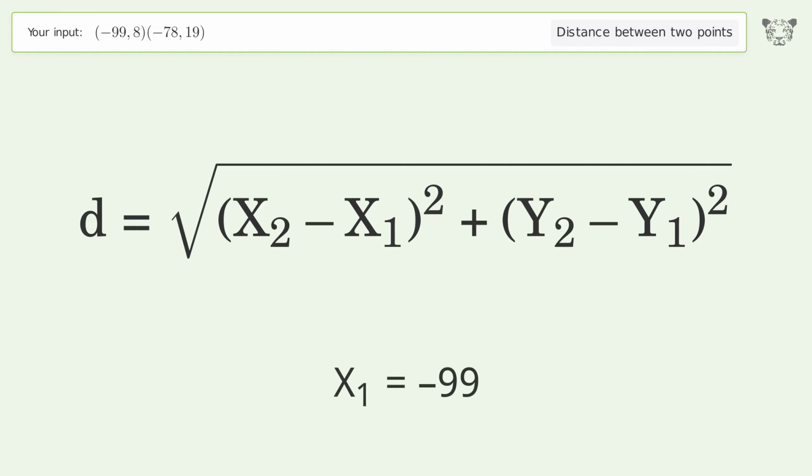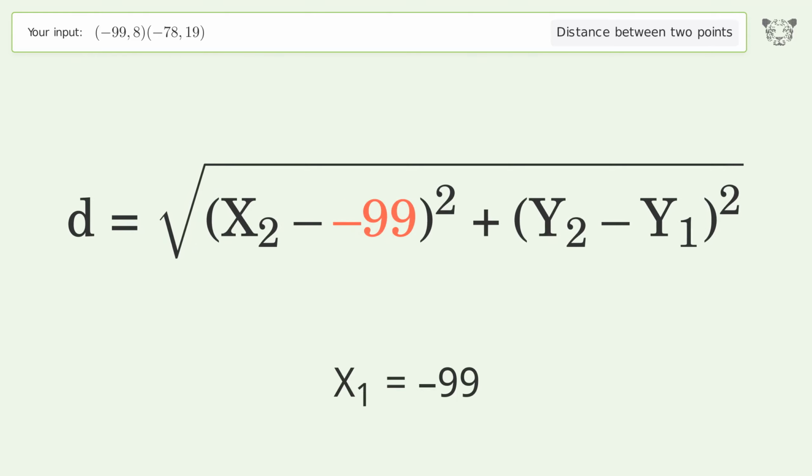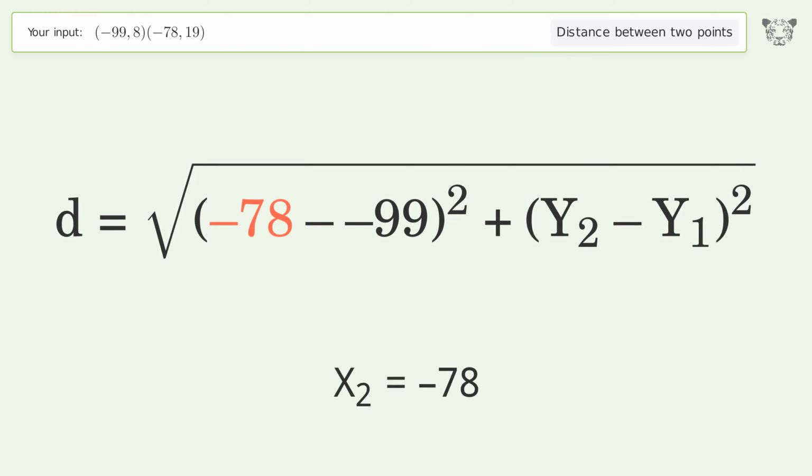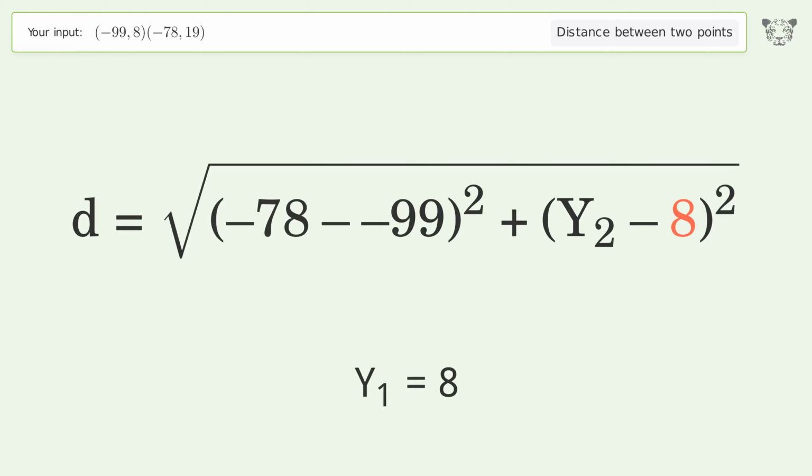x1 equals -99. x2 equals -78. y1 equals 8. y2 equals 19.